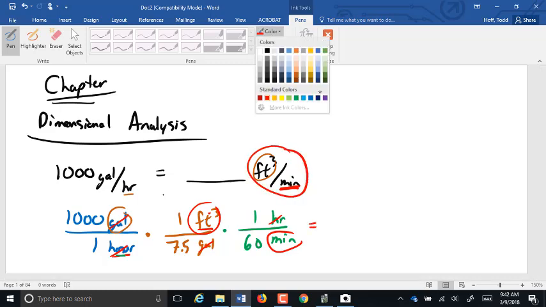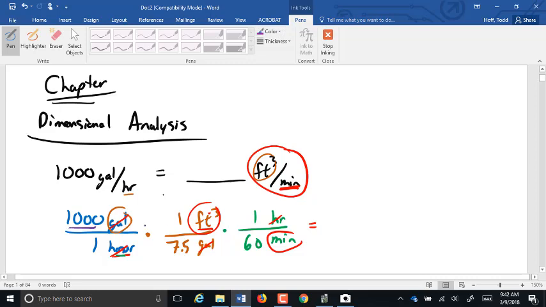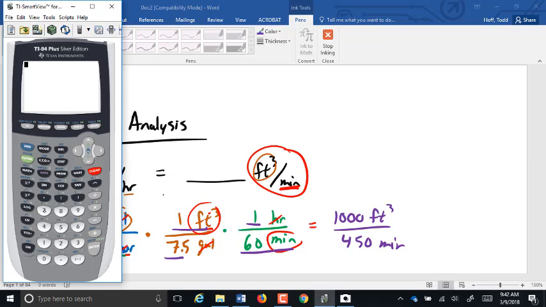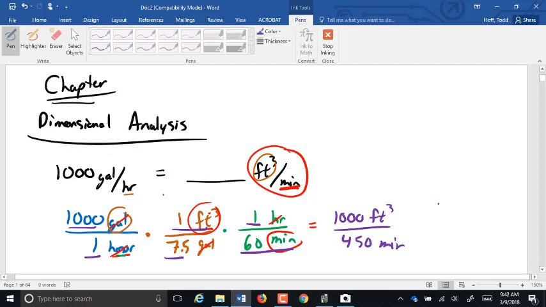So we can go ahead and multiply 1,000 times 1 cubic foot times 1 is just 1,000 cubic feet. On bottom, we have 1 times 7.5 times 60 minutes. Well, 7.5 times 60 is, is that 450 minutes? It's Friday. The internal calculator is a little slow today. So it is 450 minutes.